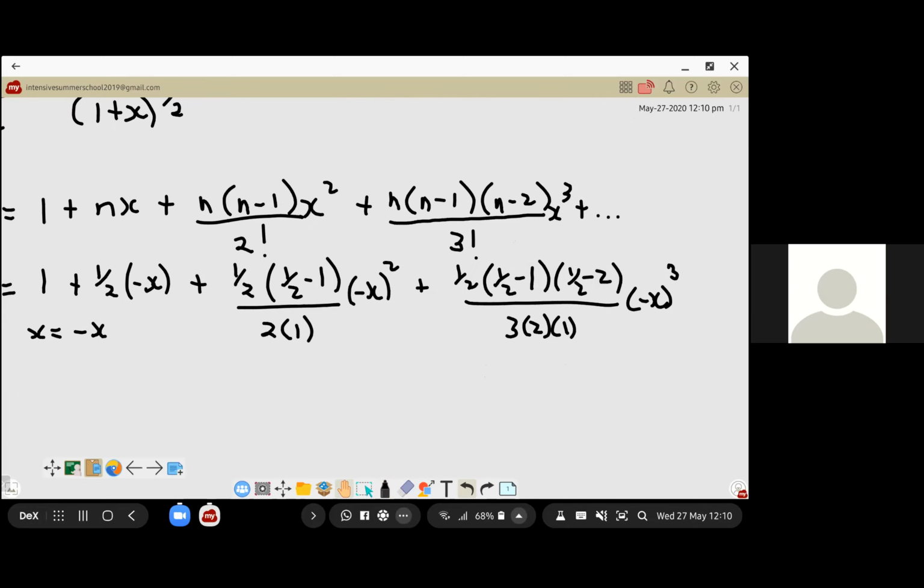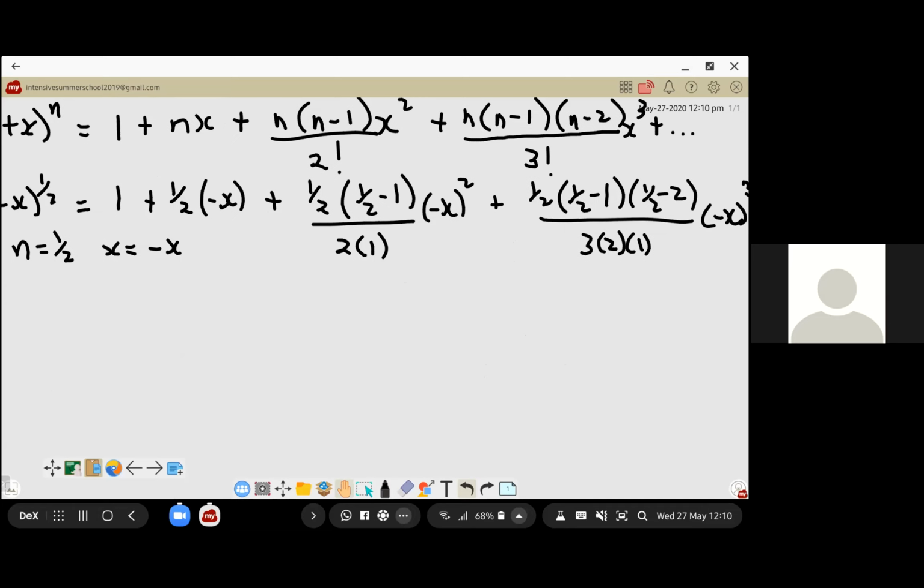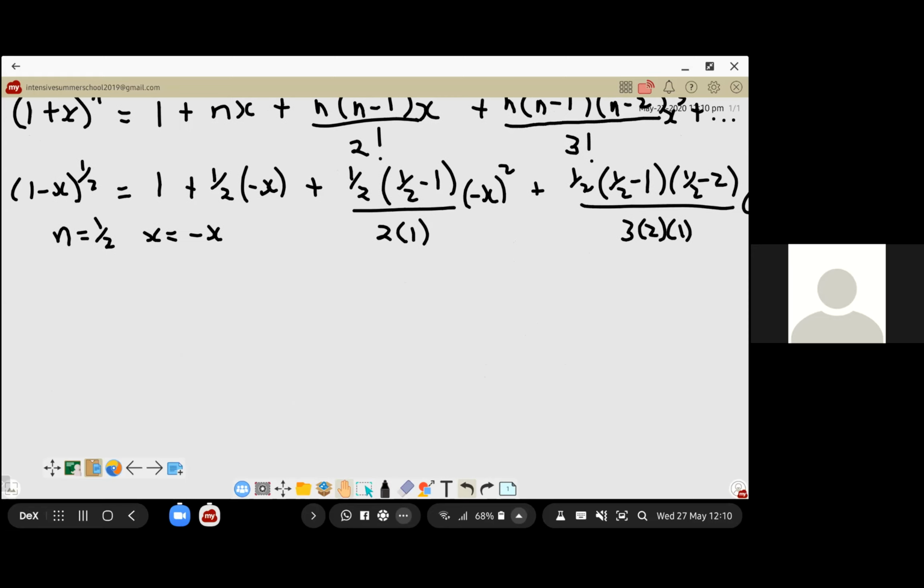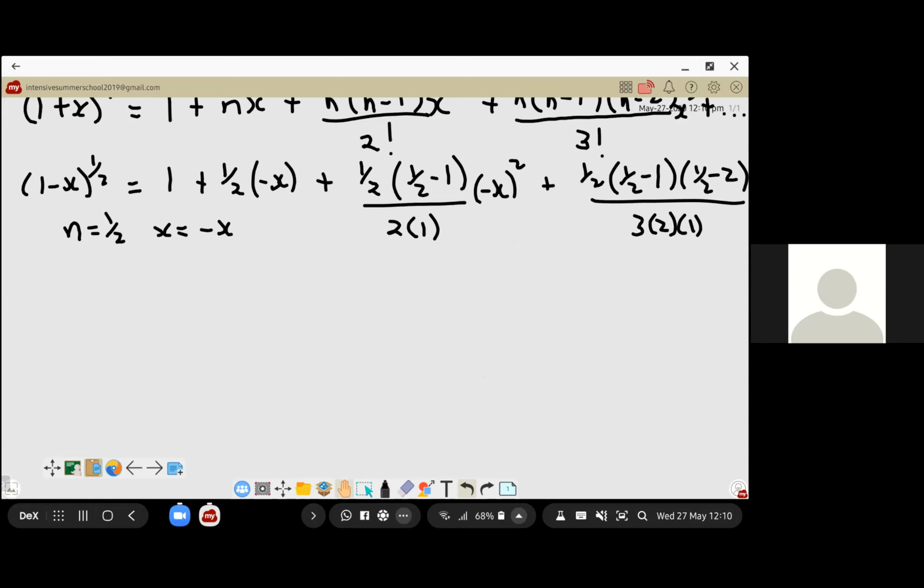So the first one is simple for us. This one we should have written somewhere nice, so let me just clean it. We should have written it before we put it inside. So next time, make sure you do that: write it before you write the formula and then insert. So we'll get 1 minus half x. This is where you have to take your time because of the negatives and positives.